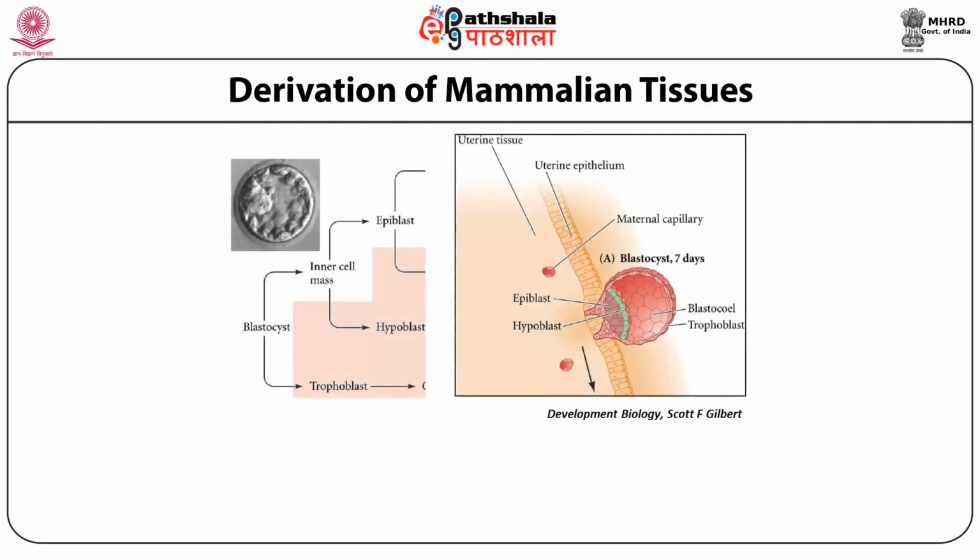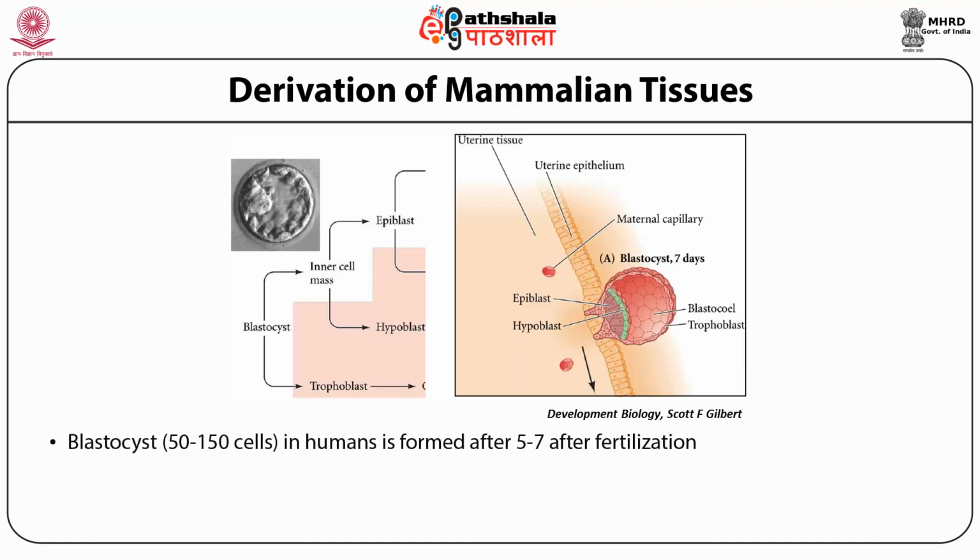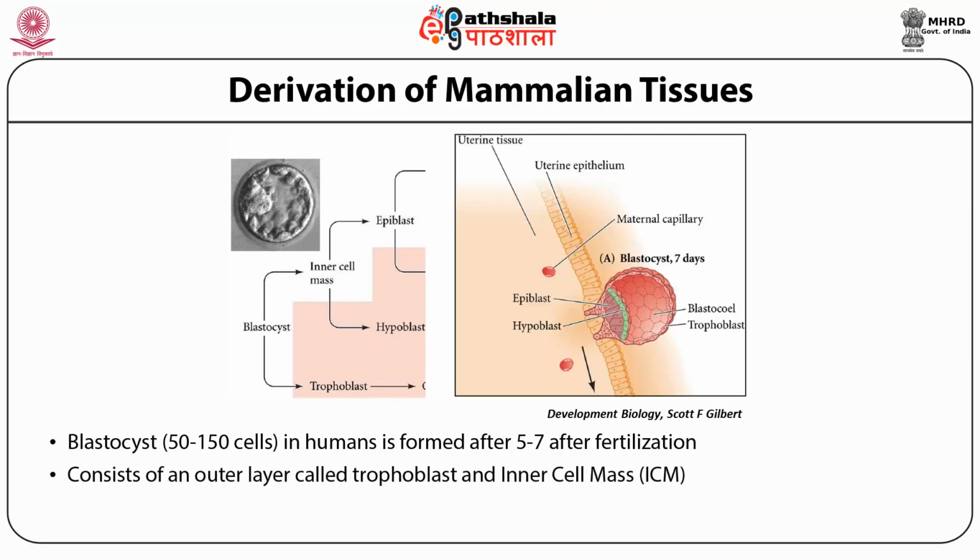Now, besides the embryonic stem cells and the primordial germ cells, there are other pluripotent stem cells which can be isolated from the mouse embryo. But before we come to discussing these stem cells, I'll first tell you more about the blastocyst stage in the embryo. Now, the blastocyst stage in humans is formed almost 5 to 7 days after fertilization, and it consists of around 50 to 150 cells. And the blastocyst can be divided into the inner cell mass and the trophoblast.